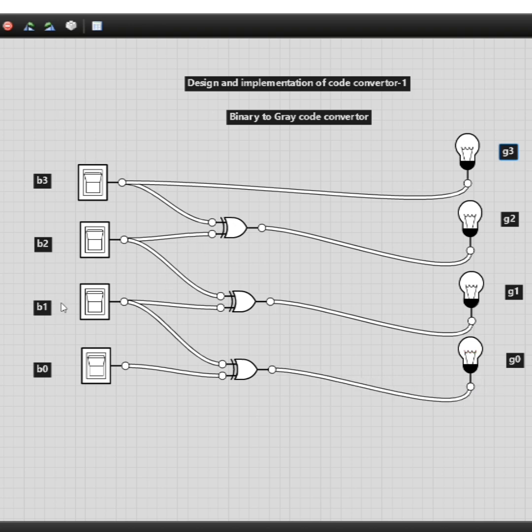Hence the connection given is completed, and now we can refer to the truth table and check whether it is correct or not.